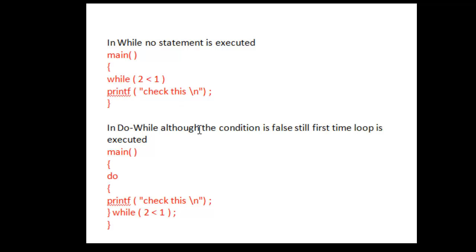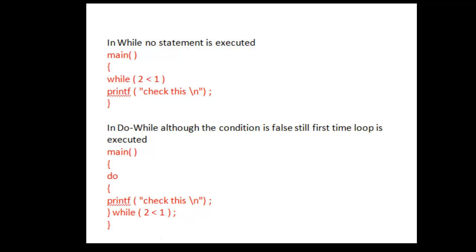In this example, the condition is 2 is less than 1, and we very well know that this is a false condition. So in while loop, you can see no statement is executed because at the very first moment the condition is false and the control does not get into the loop. Whereas in do while statement, we see at least once the printf statement will be executed because the condition is checked at the end of the do while. So as soon as the control flows, it moves inside the do statement, prints the statement, and then checks and finds that the condition is false. So it breaks the loop and comes out of it.